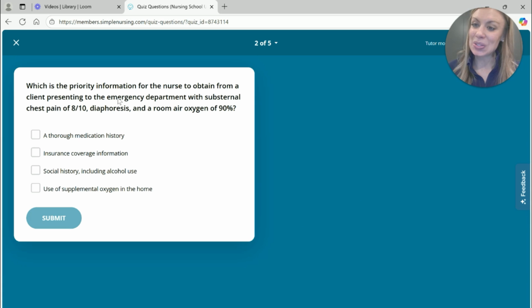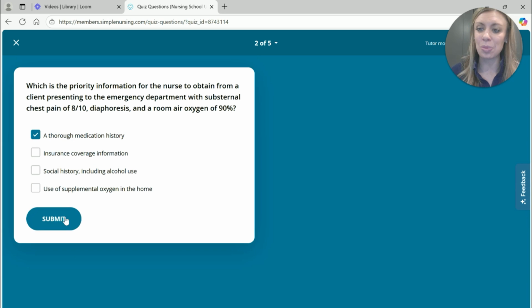On the next one, it states, which is the priority information for the nurse to obtain for a client presenting to the emergency department with substernal chest pain of 8 out of 10, diaphoresis, and room air oxygen of 90%? Okay, so substernal chest pain, sweating, and low oxygen. There's a thorough medication history, health insurance coverage information that is rarely going to be our priority, social history including alcohol use, and use of supplemental oxygen at home. My client is in, right now, substernal chest pain, diaphoresis, I'm worried about a heart attack. And if they use supplemental oxygen at home, that doesn't help me right here, right now.